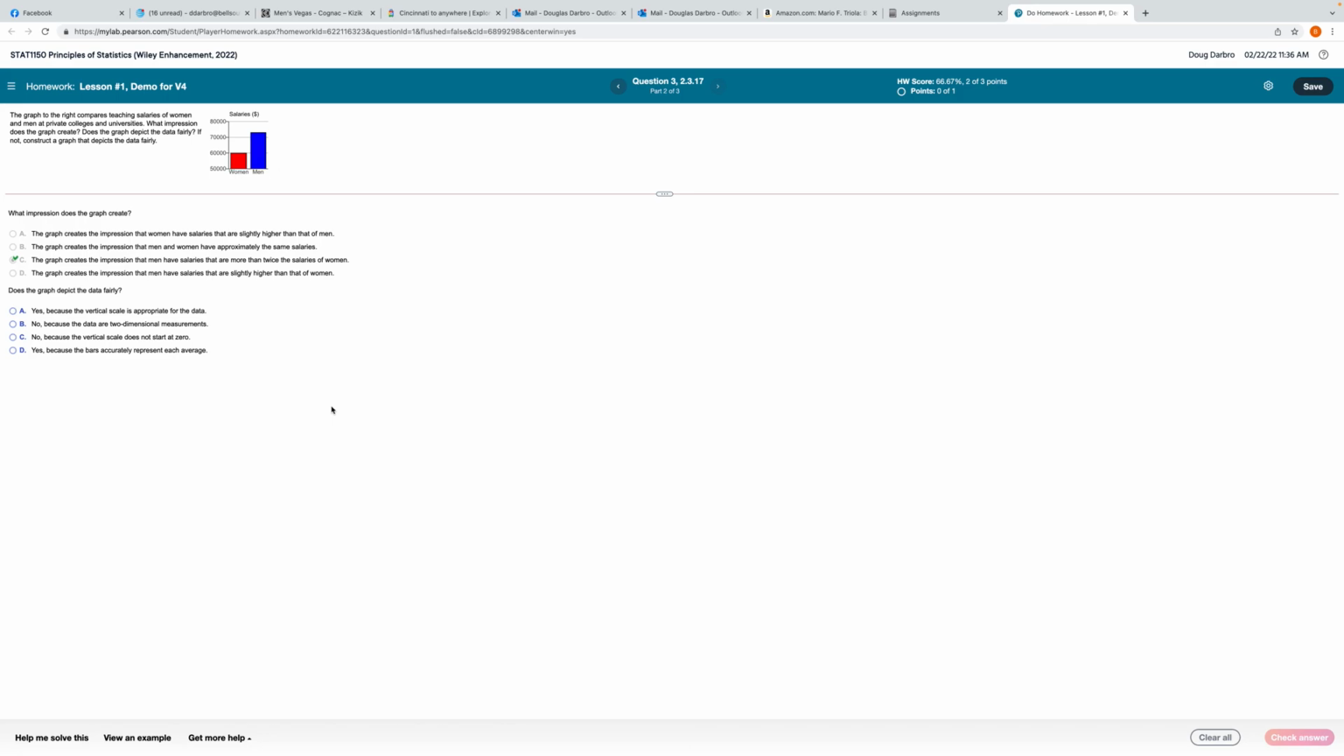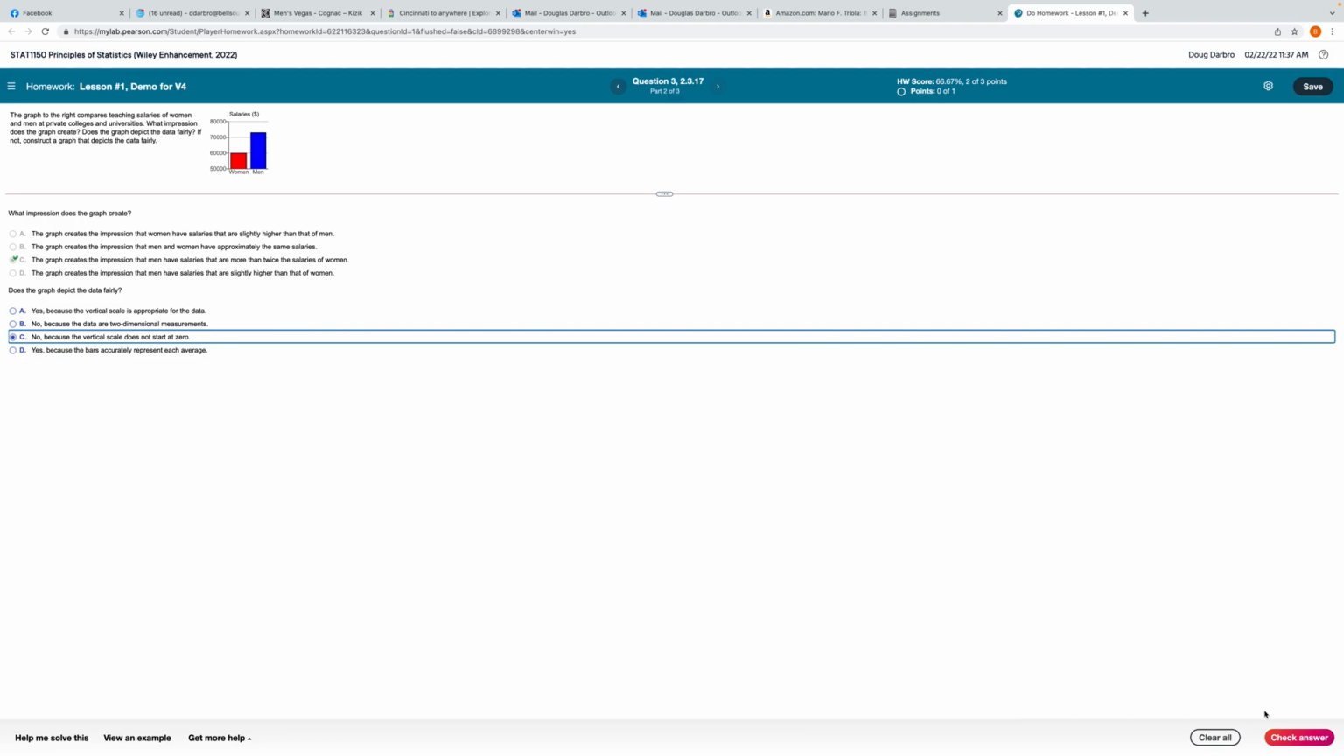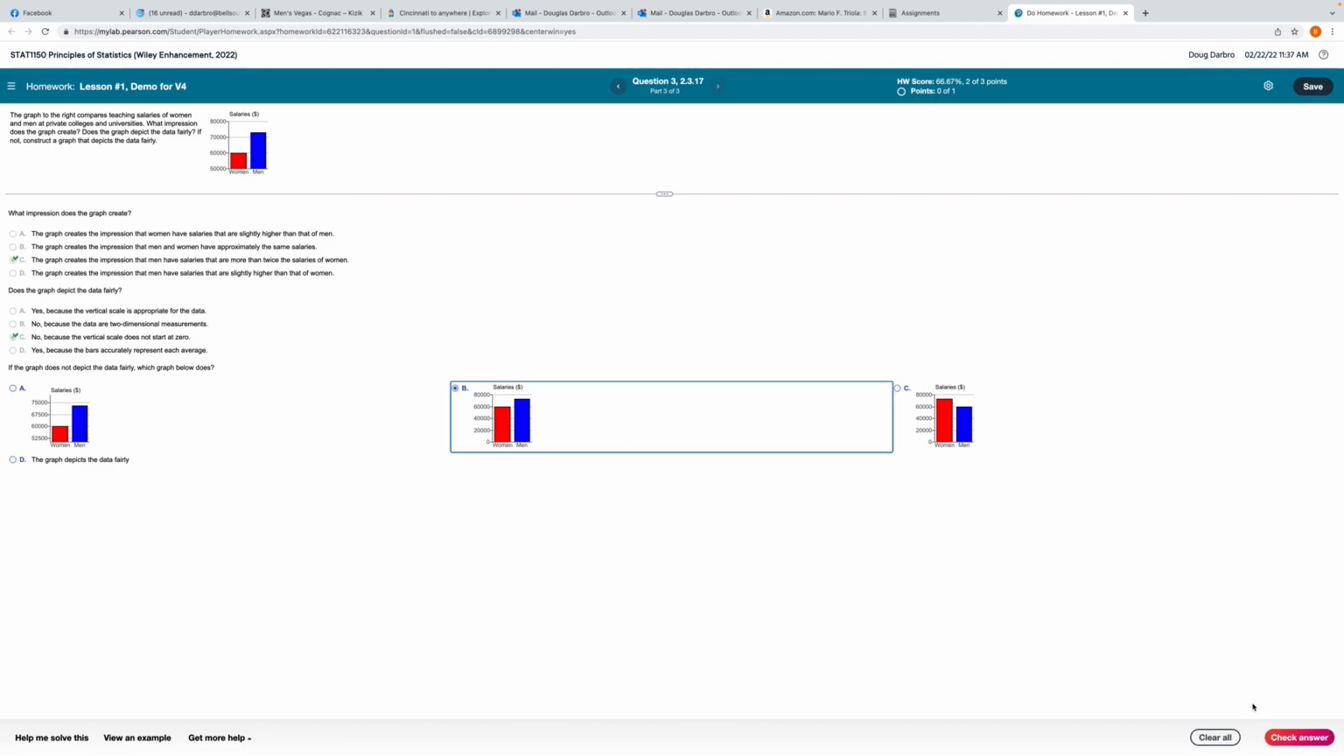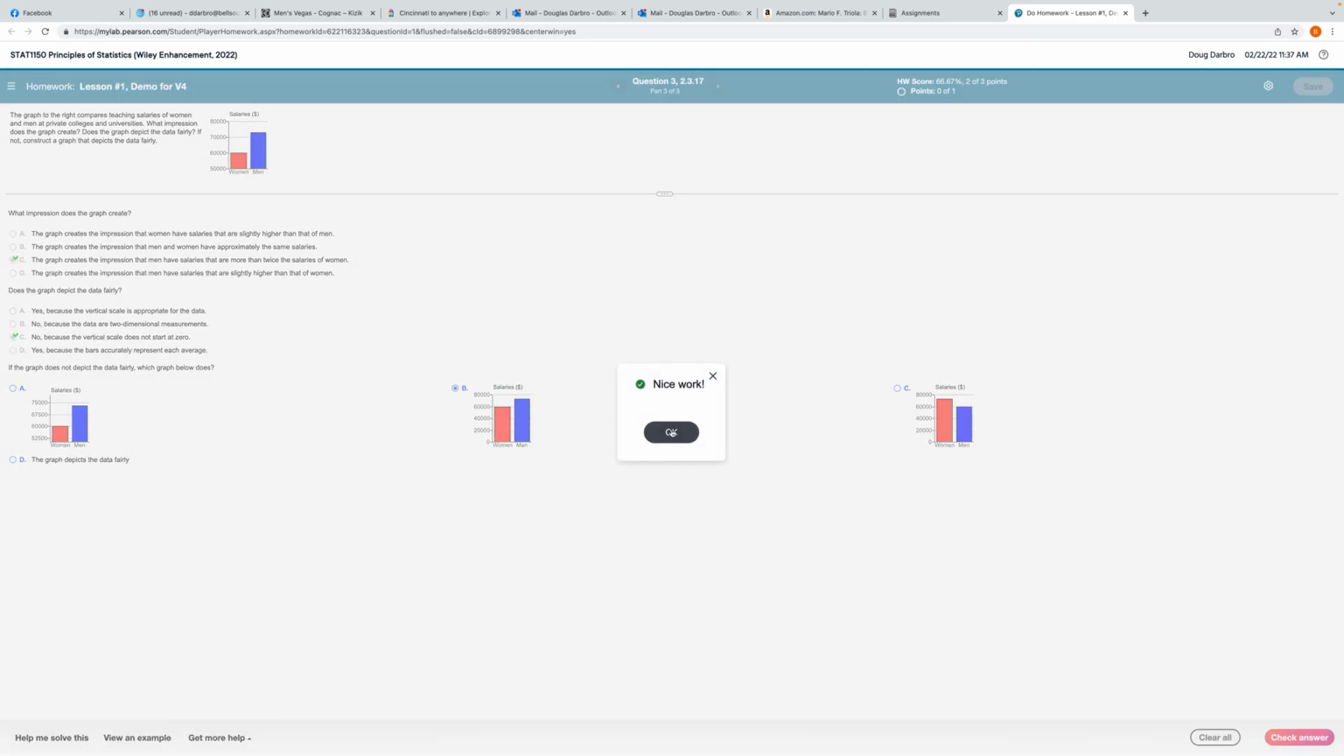All right. Does the graph depict the data fairly? No, it doesn't, in my opinion, because the vertical scale does not start at zero. If the graph does not depict the data fairly, which graph below does? Well, I want the one that starts at zero, which would be this. This starts at zero, but the women are higher, which clearly couldn't be deduced from that graph. So I think it's clear that B would be the answer.